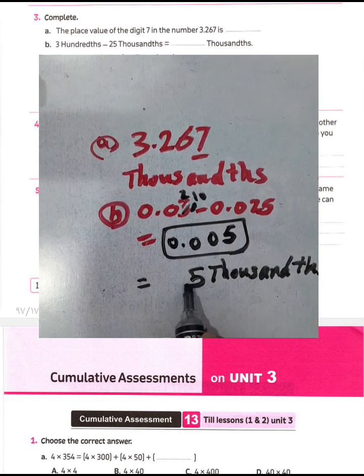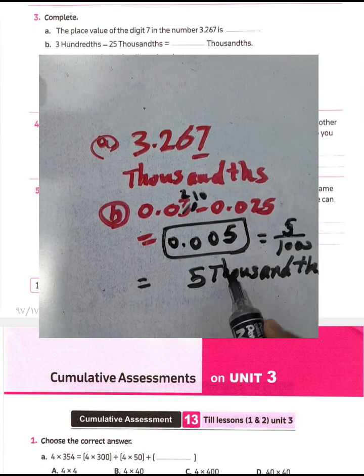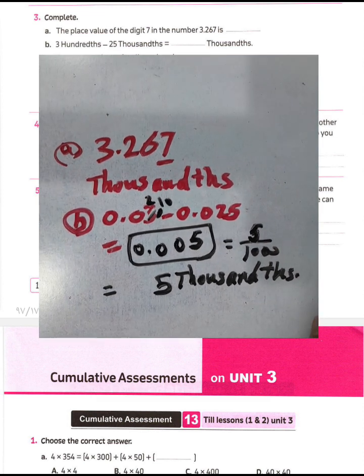We can write here 5. The result will be 5 over 1000. It means 5 thousandth. 5 thousandth. Okay? It was question letter B.